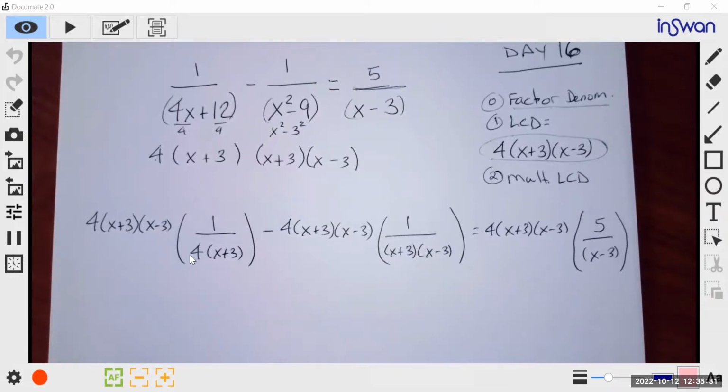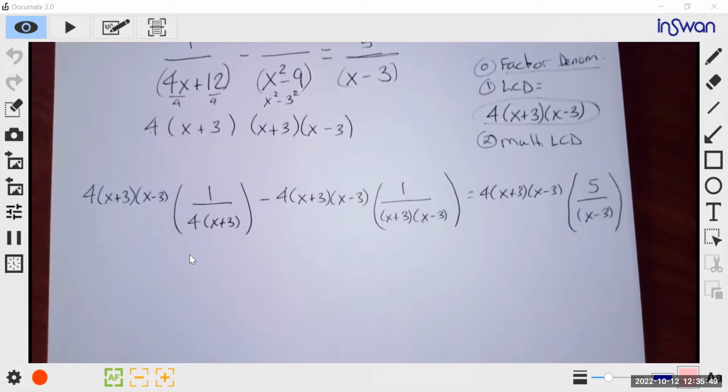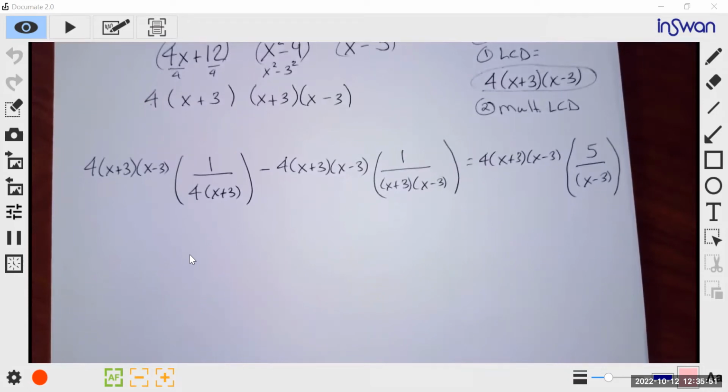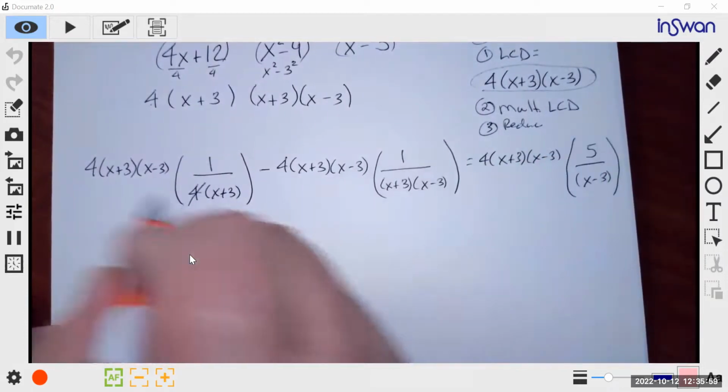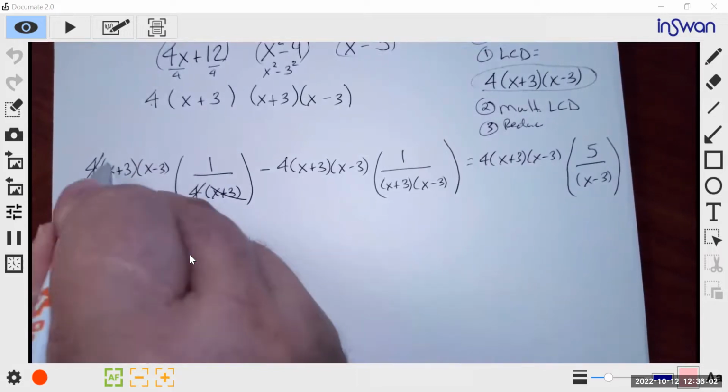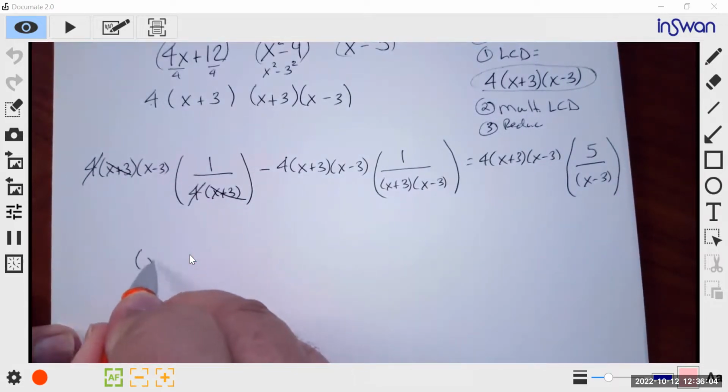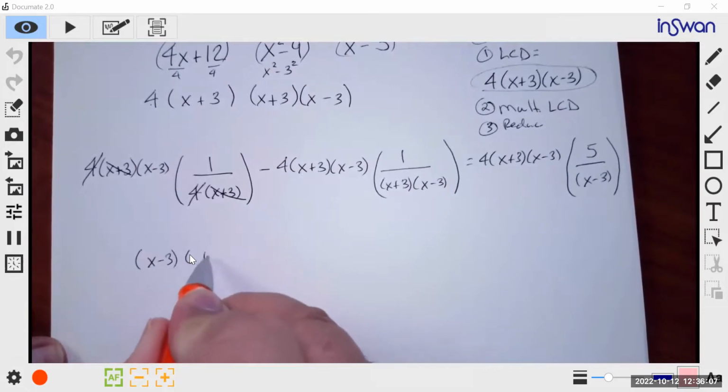That's the hardest part because it's a lot of writing. If you miswrite something or omit something, it'll give you a bad answer. It takes a lot of space, but once we get past this, it's simple. Now we reduce. So the 4 cancels. The x plus 3 cancels. All we have left is x minus 3 times 1.